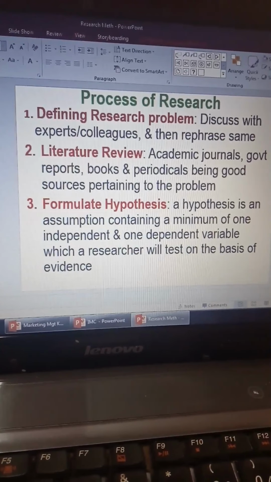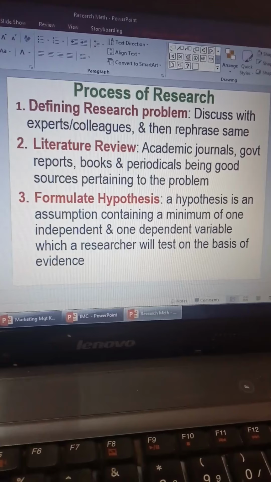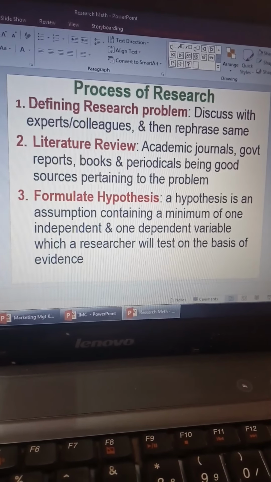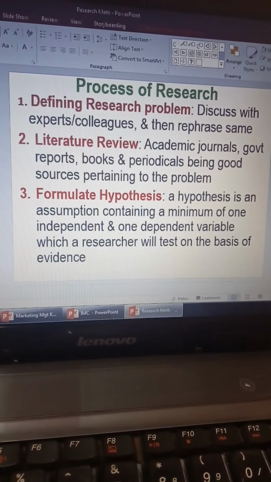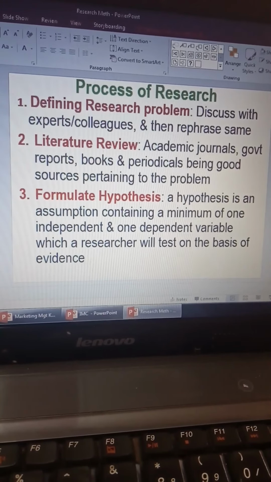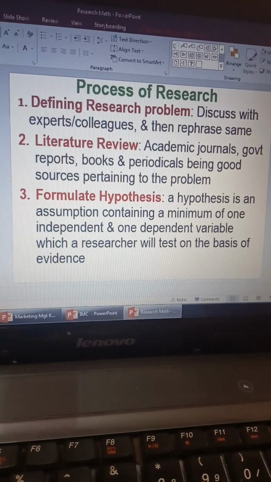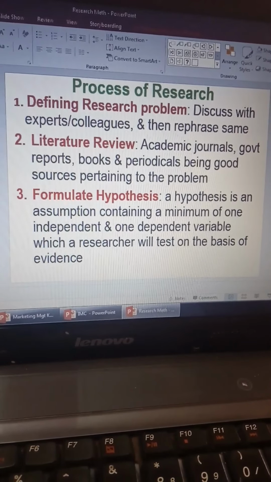Dear students, let us review the process of research, an important topic, and it comprises the following steps. The first step is to define the research problem.